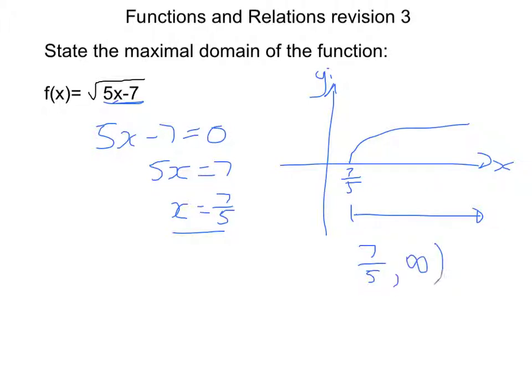infinity. Always have a round bracket with infinity. When we ask the question, can this function equal 7 over 5? The answer is yes, so we'll give it a square bracket there. That's the answer. Let's move on to the next question.